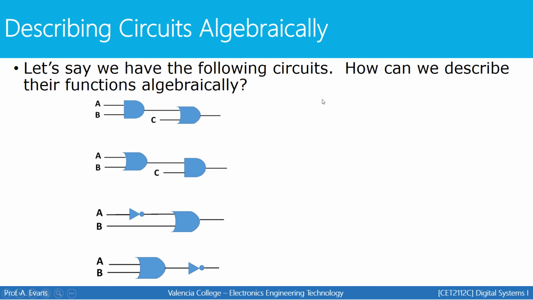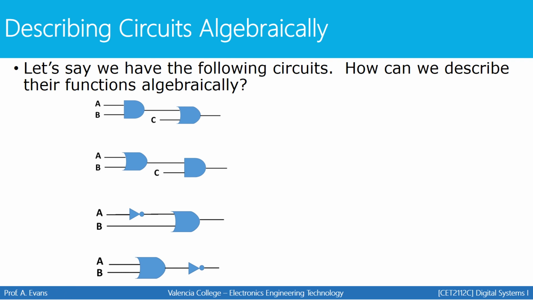Now we're going to move on to describing circuits algebraically, which is going to basically mean how do we write something that looks kind of like an algebra equation to represent the output of a circuit. So let's start with this first circuit right here. We have an AND gate with two inputs. The output of the AND gate is going into an OR gate with a third input. How would we write the expression for the output?